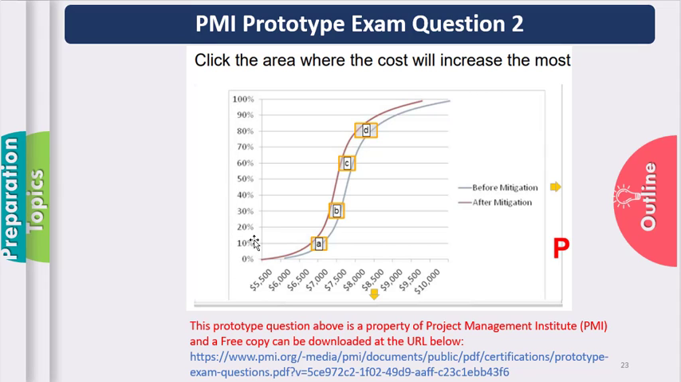And we can see that the legend here shows us before mitigation and after mitigation. And we can see here that before mitigation is more costly than after mitigation. And with that, you can know what the right answer is between A, B, C, and D. Okay, so we'll move to the next one.